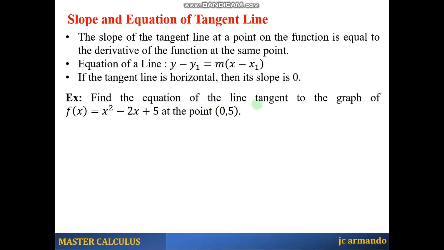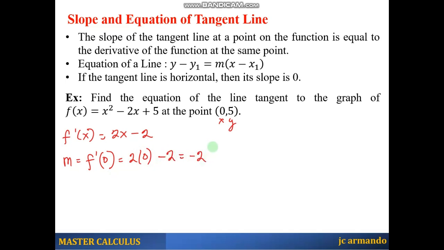Find the equation of the line tangent to the graph of f of x equals x squared minus 2x plus 5 at the point 0, 5. First, we find the derivative. f prime of x equals 2x minus 2. The derivative of x squared is 2x, the derivative of negative 2x is negative 2, the derivative of 5 is 0. Then for the slope, evaluate f prime at the x coordinate 0: f prime of 0 is 2 times 0 minus 2, which equals negative 2.